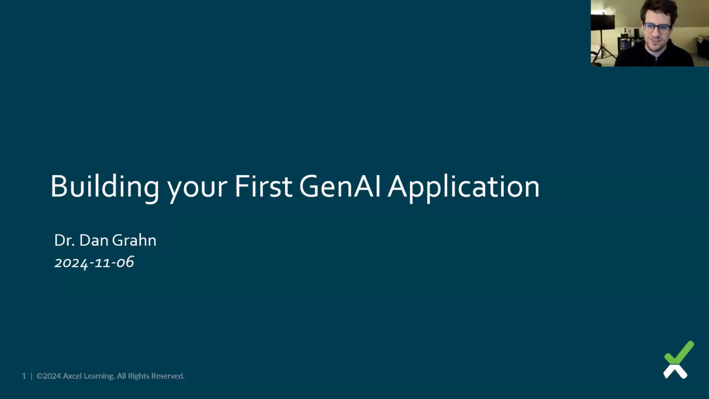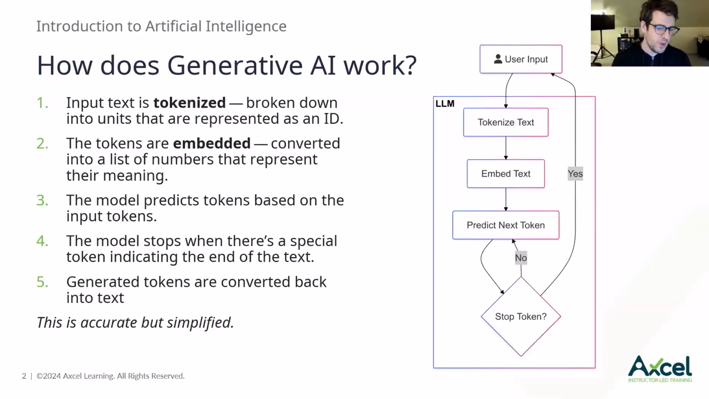So let's talk about generative AI and how it works. When we have text or imagery or audio or any sort of input format coming into an AI model, it is not going to go directly to that model. The model is not reading ASCII. It's not reading the text directly as we would in a file. Instead, the first thing that's going to happen is that the input text is going to be tokenized. And this means to break down the text into different units and have those represented by an ID.